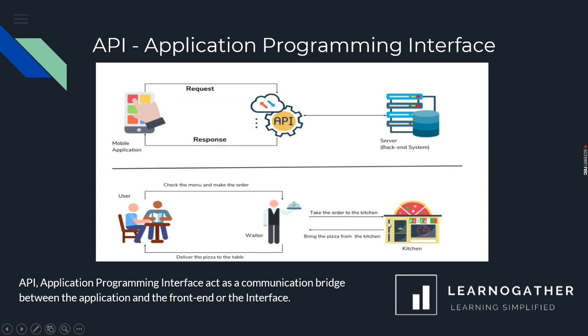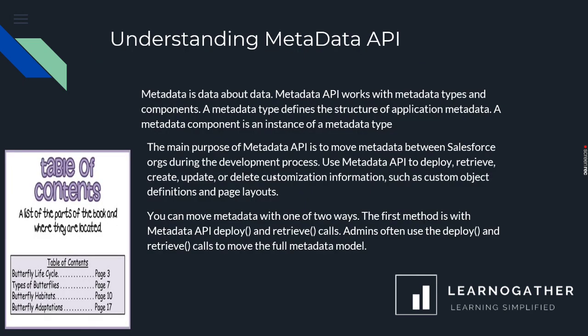Suppose the raw material for the item you ordered is not present, then the waiter will come back with the response that please order something else because the particular thing is not available right now. So this is how an API works. Here the API is considered to be the waiter. So in layman language, we can say that it acts as a communication bridge between the application and the backend system. Now, let us see what a metadata API is.